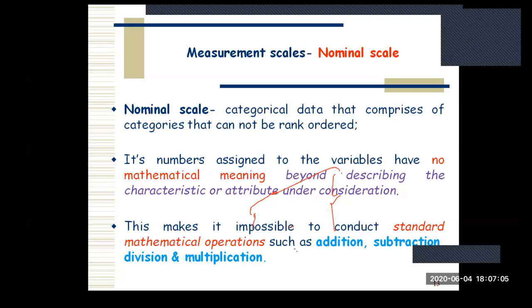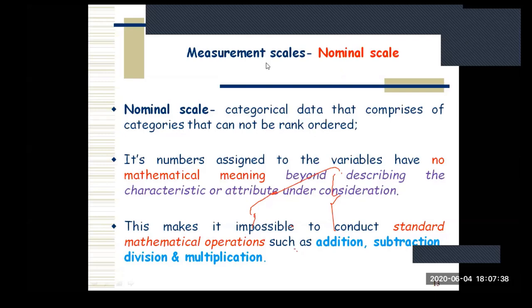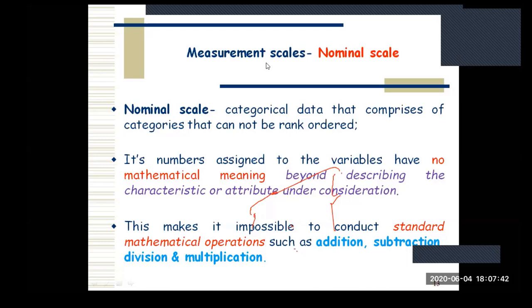Variables that are assigned the nominal scale will not possess mathematical meaning. If you assign the nominal scale, it's not possible to use those data to undertake mathematical operations. For instance, based on my previous example, sex might be nominal data. How? Sex might be one, male, two, female. That was actually the code. And this is nominal data.